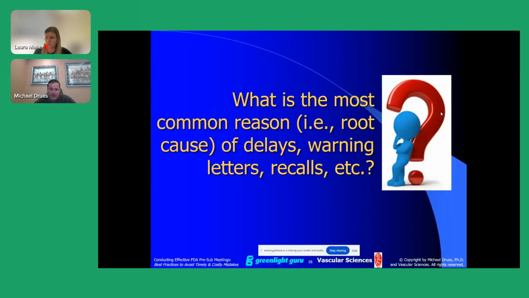What's the most common reason, or what an engineer would call the root cause, of delays, of warning letters, of recalls, of 483s, of additional information requests? You name it. It's not communicating effectively. And notice I'm not saying not communicating. I'm saying not communicating effectively. It's amazing to me how many people assume that what I say, for example, is what somebody else hears.